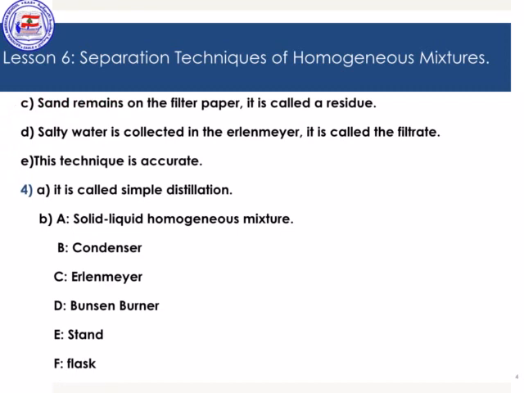In part C and D, you have to determine what collects on the filter paper and what collects in the Erlenmeyer. So on the filter paper, we will get the solid. In this case, since it's a mixture of sand and salty water, the sand is the solid that will collect on the filter paper, and we call it a residue. And since the salty water is the liquid, it will go down to the Erlenmeyer, and we will call it the filtrate. In part E, they're asking if this technique is accurate.